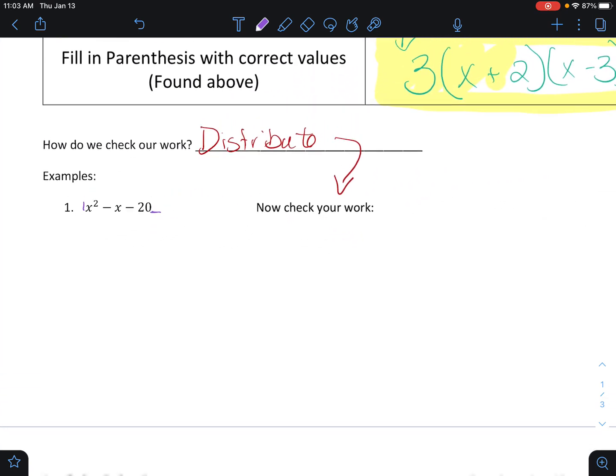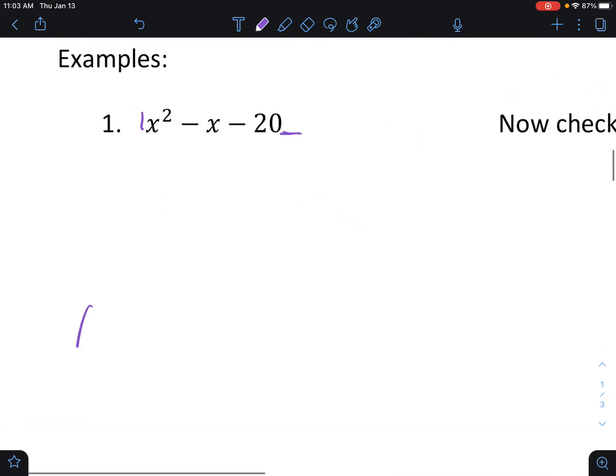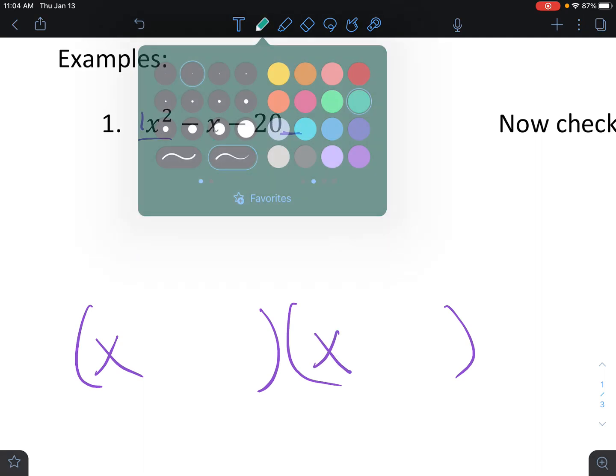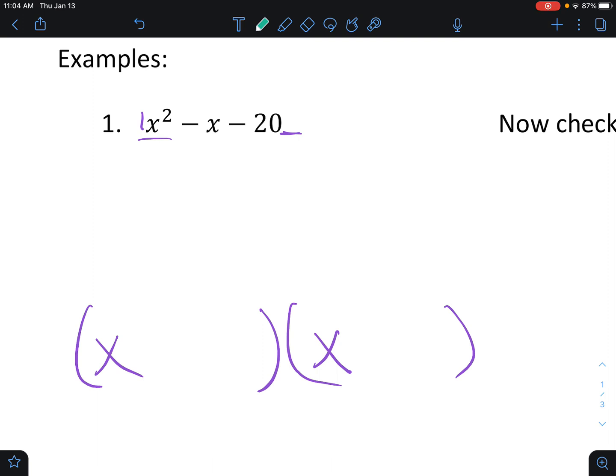The next step is to set up your parentheses. I like to leave myself some room because I know I'm going to write up here. And then I break apart the x squared so the x's go up front. Now I have to come up with my magic numbers, so I need to think what's going to add to give me -1 and multiply to give me -20. So what adds to give me -1, but multiplies to give me a -20?